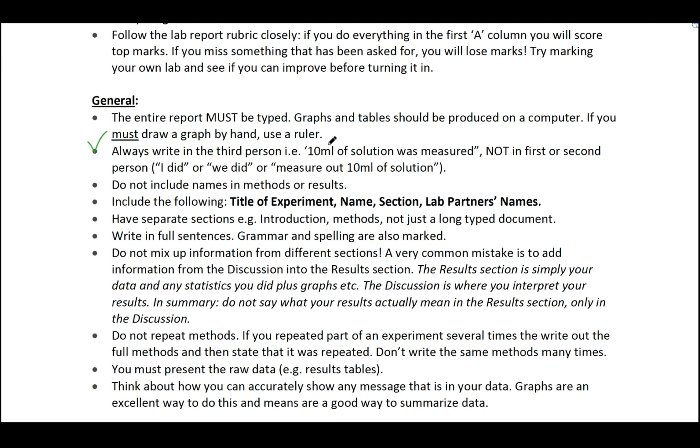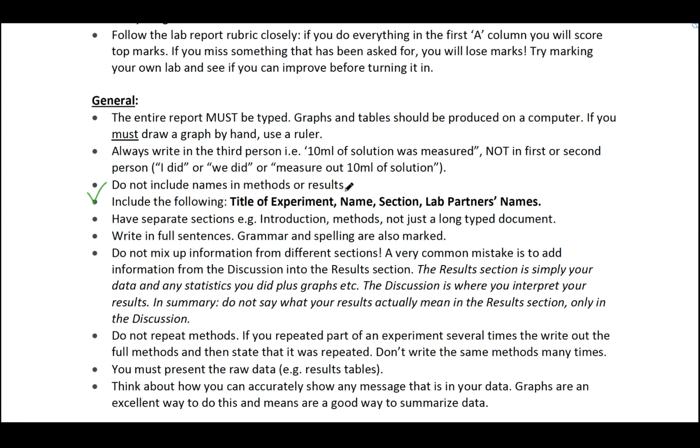You need to write in the third person, so no I or we. Sometimes in a hypothesis you can write I hypothesize or I predict, and that's okay. But in methods, it's best to write in the third person and always in the past tense, and we'll talk about methods in a bit. Don't put names in there. Change it to sample 1, sample 2, etc.